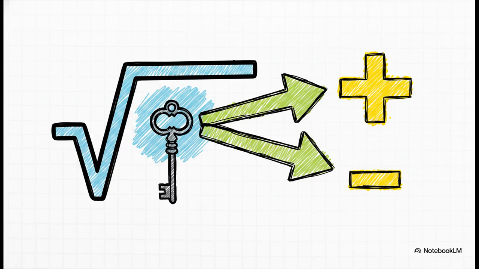Now, why is that? Well, think about it. 7 times 7 is 49, but negative 7 times negative 7 is also 49. Remembering this little plus or minus sign is literally the master key to unlocking the right answers. If you forget it, you're only getting half the solution, and we definitely don't want that.